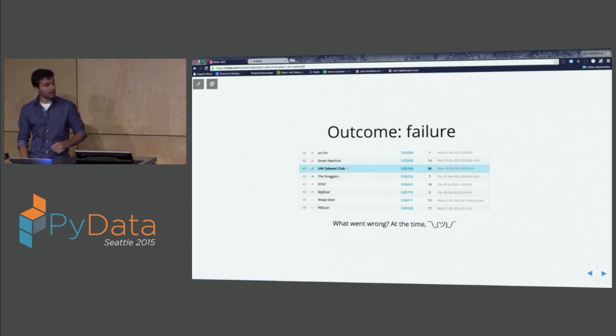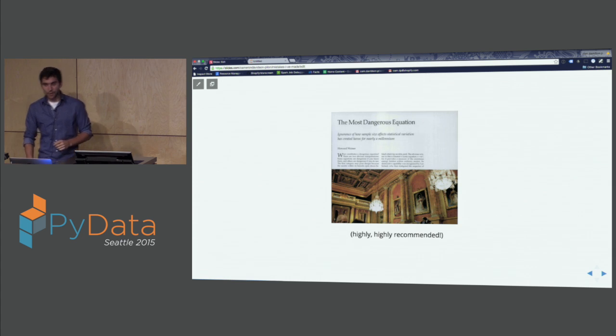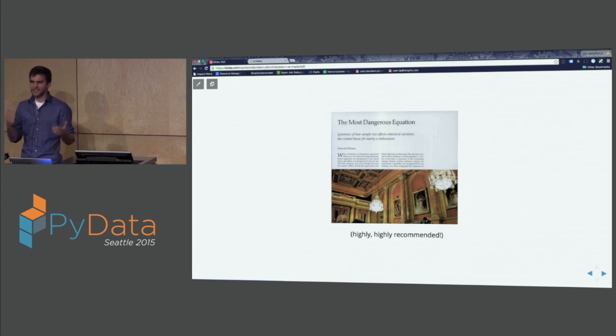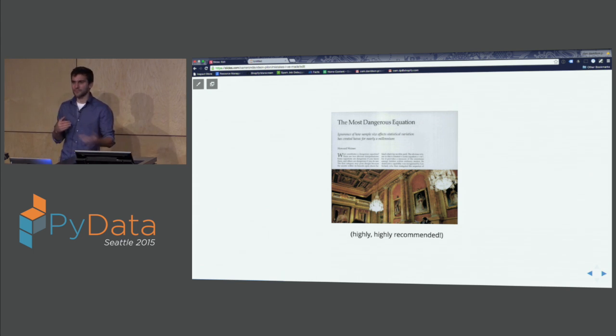It wasn't until months later that I read this great paper called The Most Dangerous Equation. If you get anything out of this talk, it's definitely to check out this paper. It's such a good read. It's maybe 10 years old now, but it's just as relevant today as it was when it was written, and even 50 years ago.